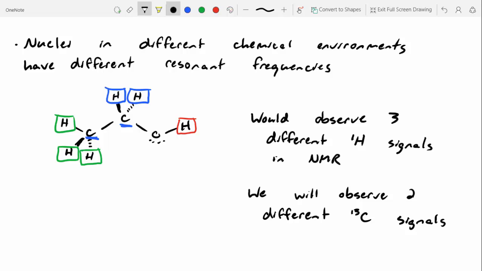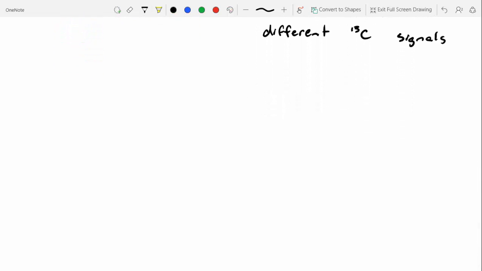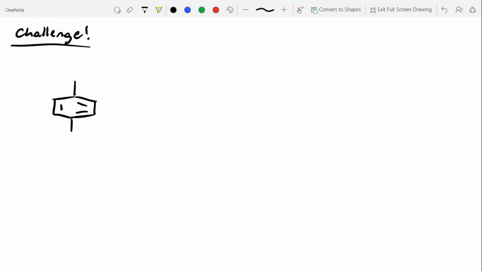All right, so now I've got a challenge problem. I want you guys to help me determine how many proton signals and how many carbon signals are in paraxylene. So I'll give you guys a minute to work on this, and then we'll try to predict what the NMR maybe looks like.